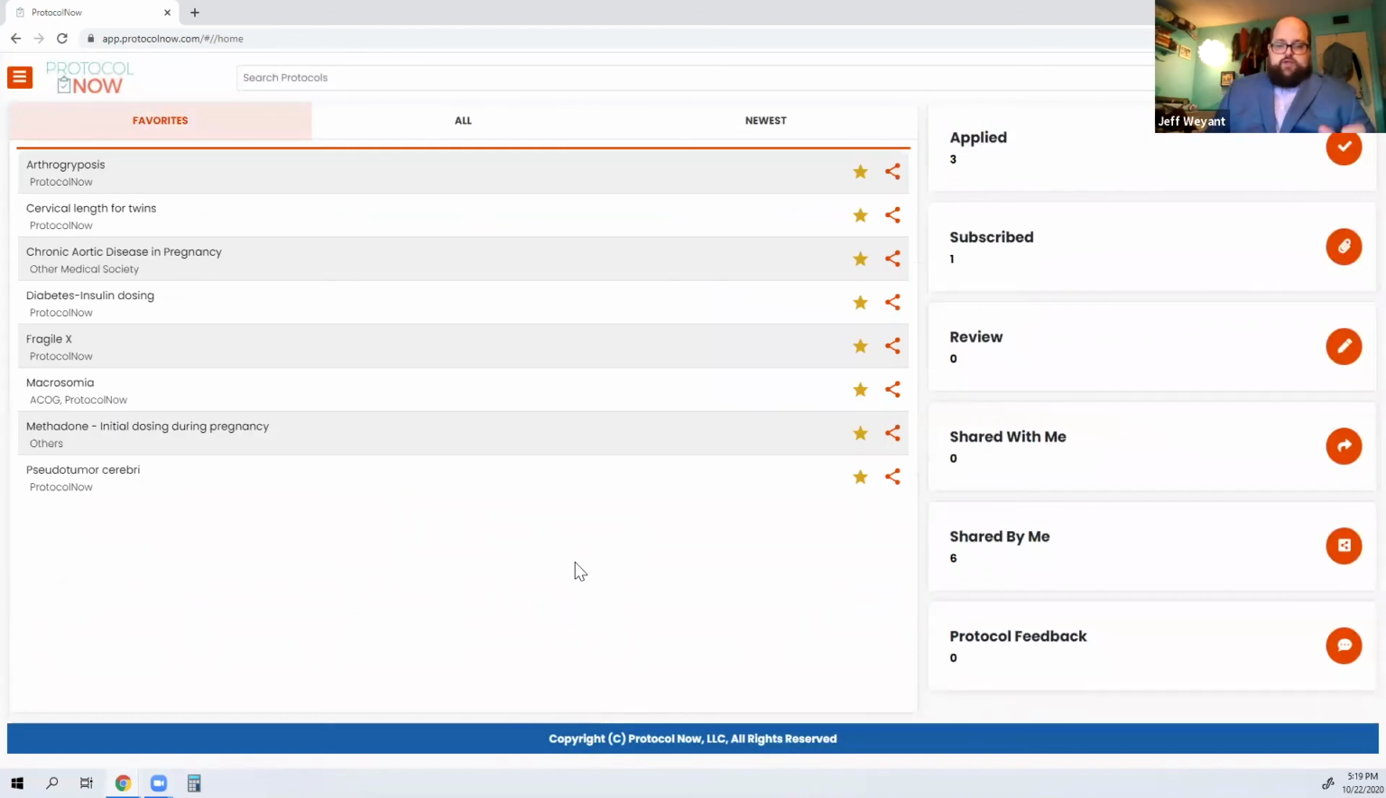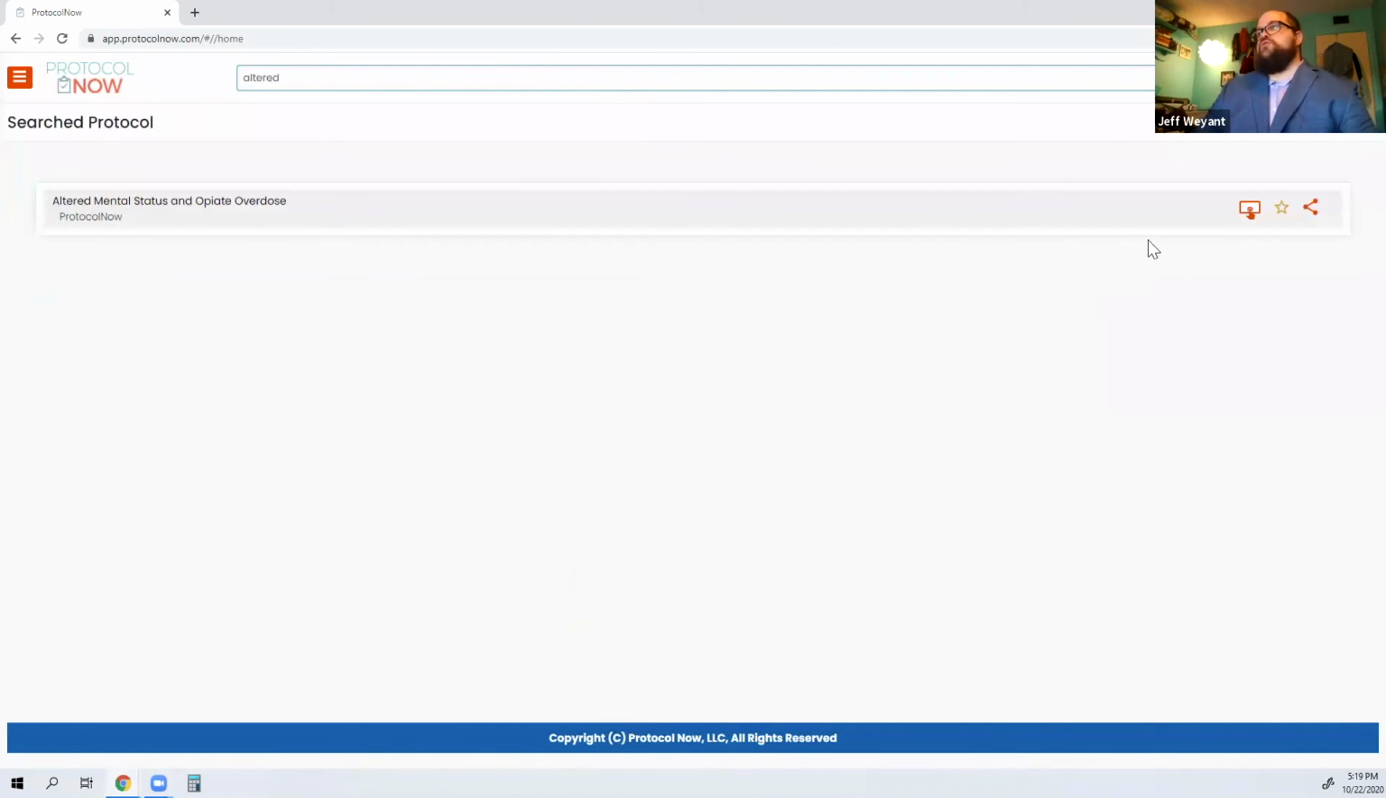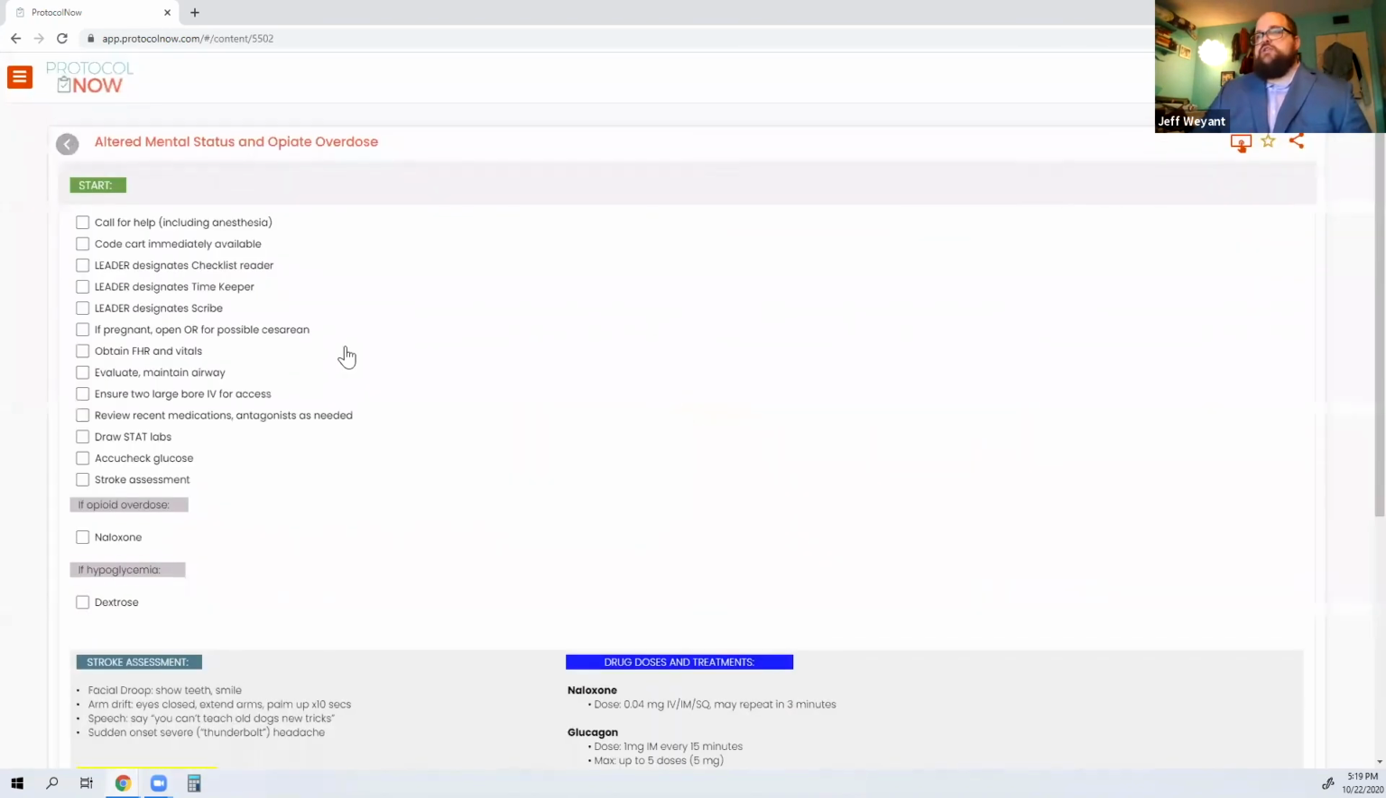So the final piece I want to cover here with the protocol platform, ProtocolNow, is a checklist feature. Protocols need to be engaging, need to be collaborative. And I've talked about that a lot here, and that's important. Something we want to do is create checklists that other people can use. So this is a checklist. This is a situation that requires multiple people to work together in concert and multiple people to know what other people are doing.